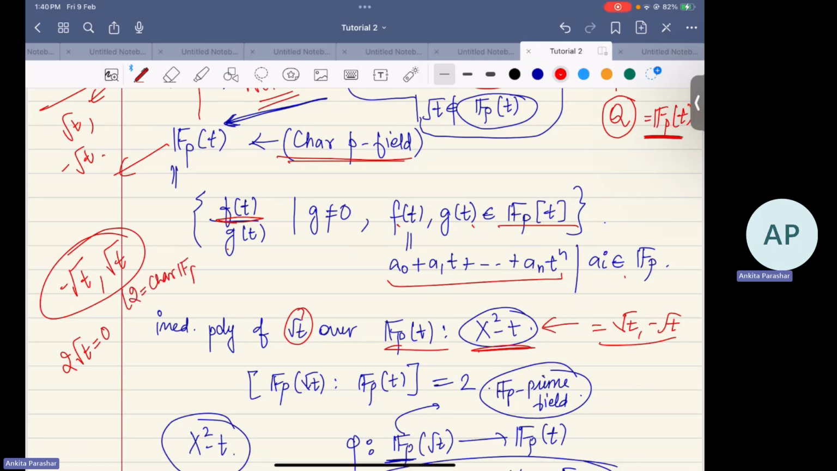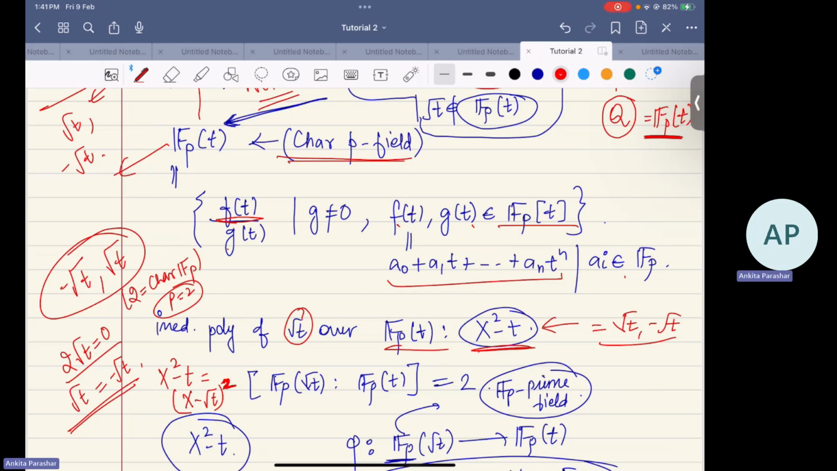If I take P to be 2, then 2 root T is 0. So root T equals minus root T. Can we say that both the roots are actually the same? So your irreducible polynomial is actually the square of a polynomial. Both the roots are the same.